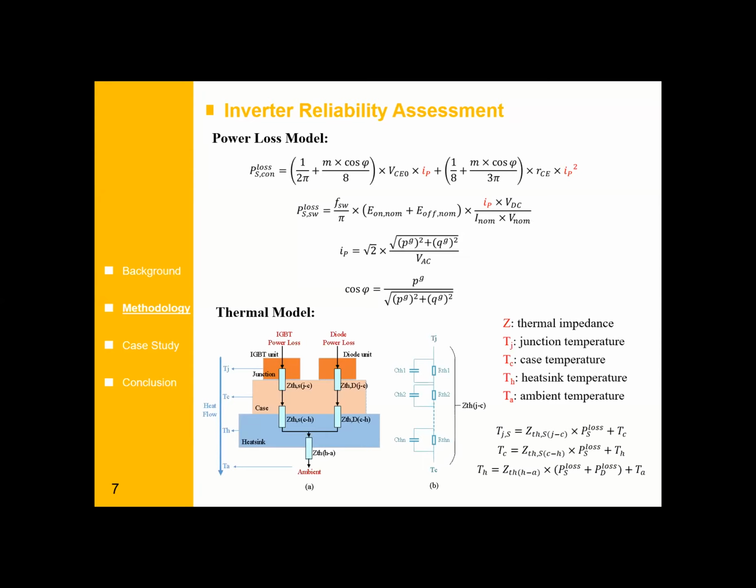And the thermal model. This picture gives the thermal structure of a typical IGBT module. We can see that there are three layers, from top to bottom: the junction, the case, and the heat sink. The power loss generated from the IGBT chip is dissipated following this path and finally to the ambient. Thus, with the IGBT power loss and the thermal impedance between each two layers, we can obtain the temperature of each layer, and thus the junction temperature can be obtained. The equations on the right-hand side give the calculation.